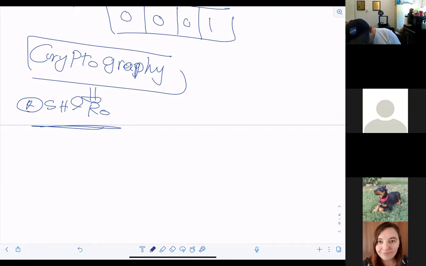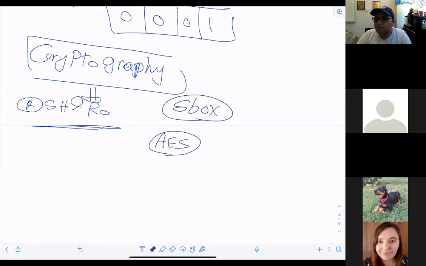That primitive, we call it the S-box, substitute box, which is very famous, and something called AES, Advanced Encryption Standard. I'm going to start teaching a new course I developed in the coming spring for crypto and chip design, 4011. Okay, sounds good.